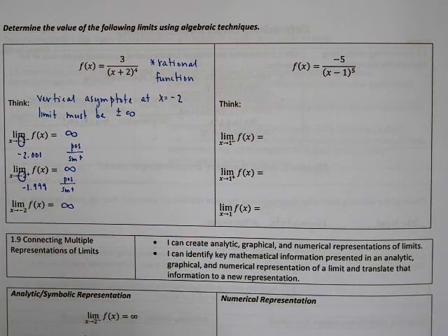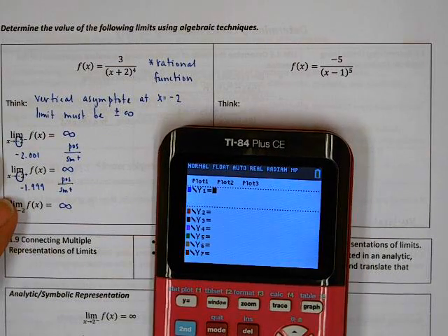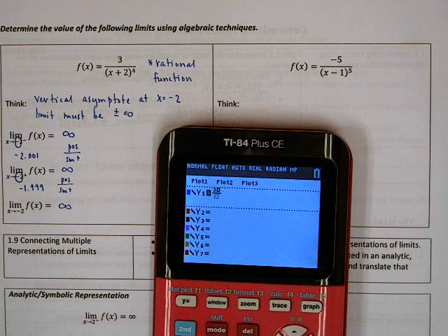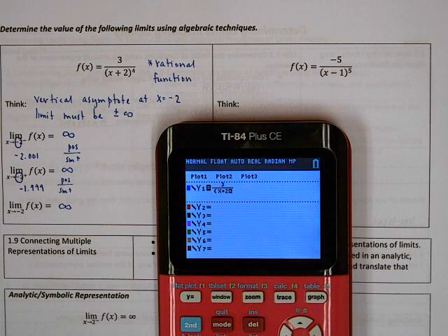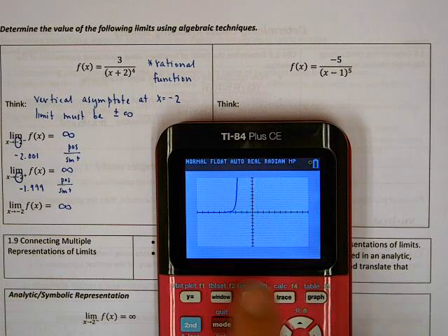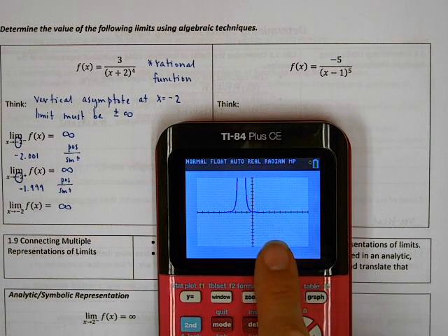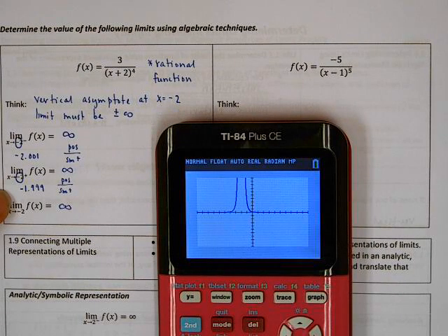So this is the analysis we need to be able to do kind of in our heads, but I do think it's worth checking the graph to make sure we've got this right. So let's go ahead and enter this, confirm with the graph. So 3 over the quantity x plus 2 to the 4th power. I'm going to graph that. You can see the asymptote there, and from both sides we're approaching positive infinity, so that matches with our analysis.